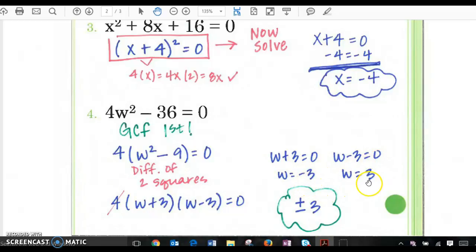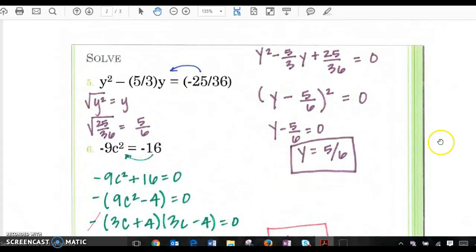So w equals -3 and w equals +3, or you can write it as plus or minus 3. On number 5, you need to bring the -25/36 to the other side. I'm looking at that like, man, I can square root the top and I can square root the bottom. Square root of 25 is 5, square root of 36 is 6, and of course the square root of y squared is y. So this one becomes y minus 5/6 quantity squared.